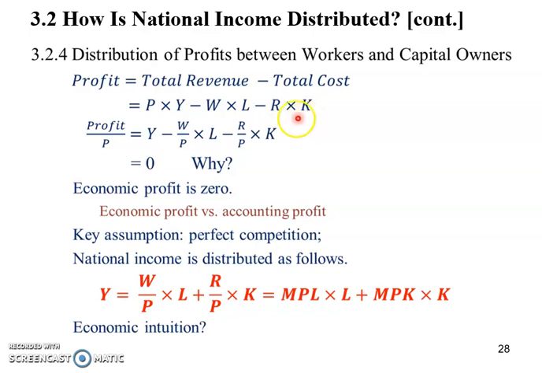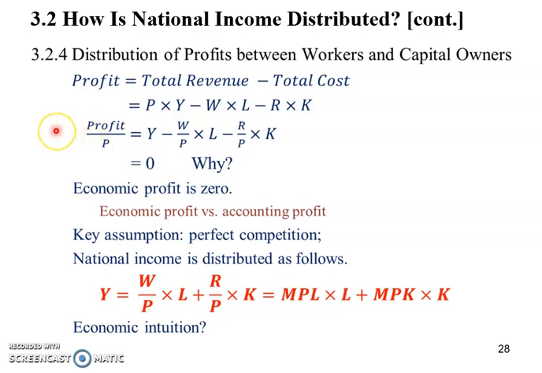Now, the math trick we're going to do here is divide both sides of this equation by P, the price of output. So the left hand side would be the profit divided by P. This is the real profit, or the economic profit. Now you could imagine that instead of using the monetary term or the dollar amount, we're saying the firm's profit is expressed in the units of its output.